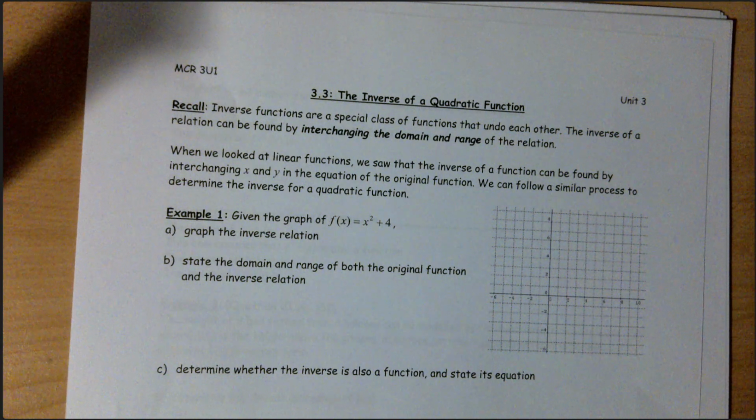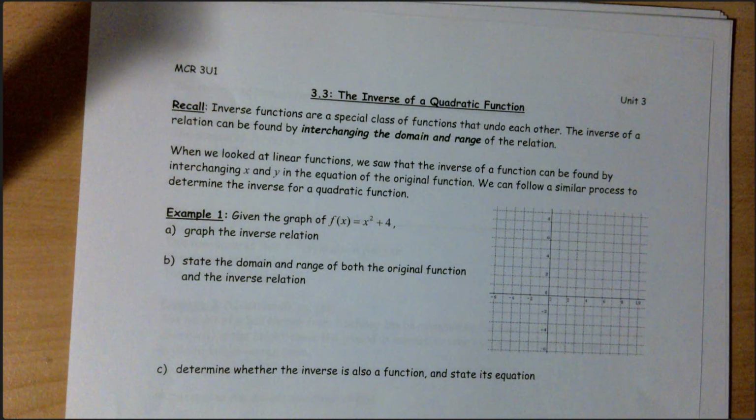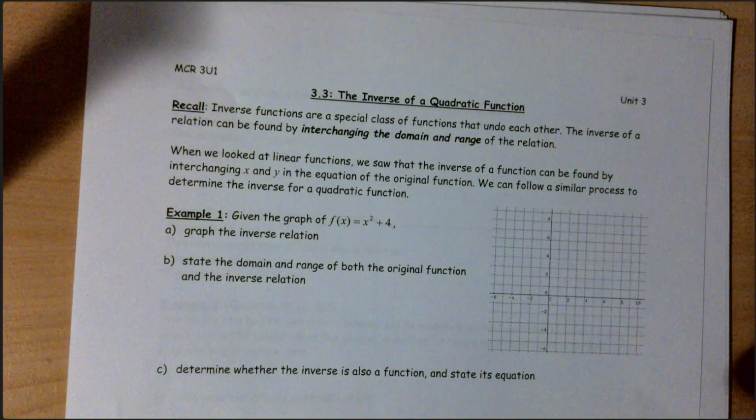But first, recall from chapter 1 that inverse functions are a special class of functions that undo each other, and the inverse of a function can be found by interchanging the domain and range of the relation for the whole function or relation. And for the individual points, we can swap x and y.